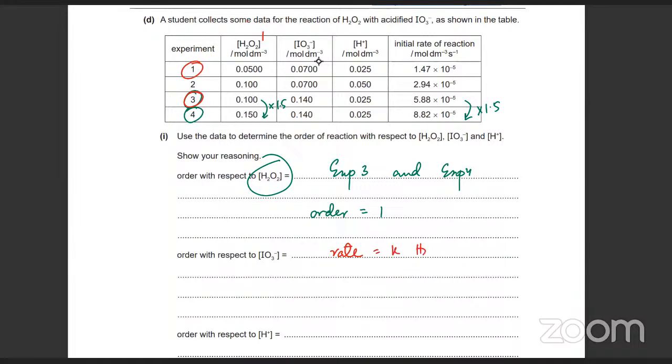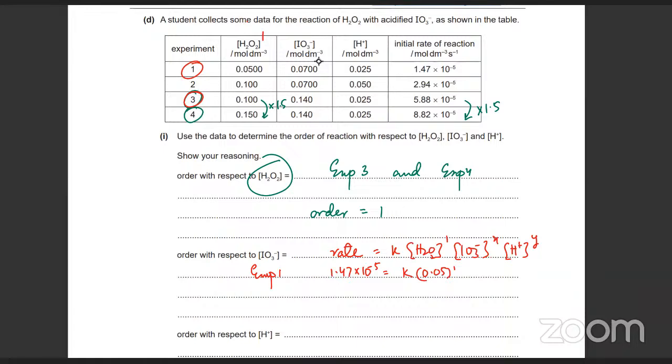K times H2O2 is order 1. You already know that. And IO3 minus 1 is what? Uska order nahi pata. That's X. And H plus 1 is also not known. Okay, that's why. You don't know 2 orders. So आप क्या करोगे? You just fill in the rate equation by using values from experiment number 1. If you do that, what is the rate? It's 1.47 times, मैं experiment 1 की बात कर रहा हूँ, ठीक है? I'm plugging in values from experiment 1, 1.47 times 10 power minus 5. And that's equal to K times H2O2 concentration, which is 0.05.